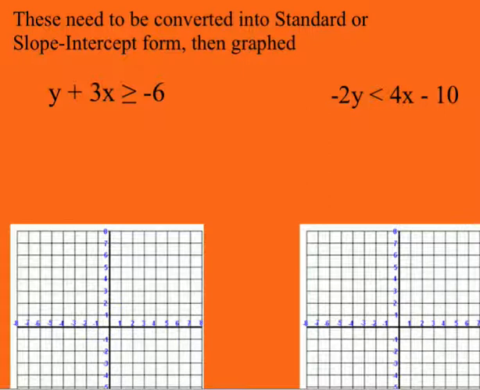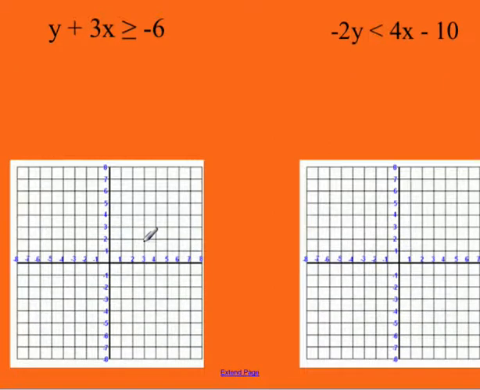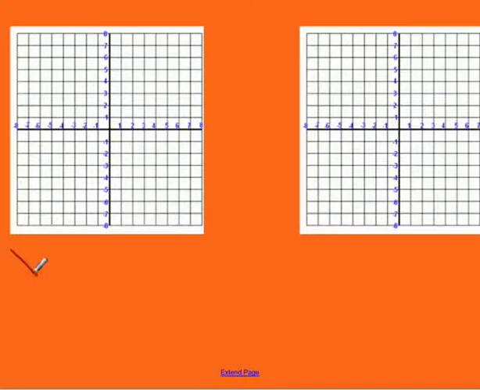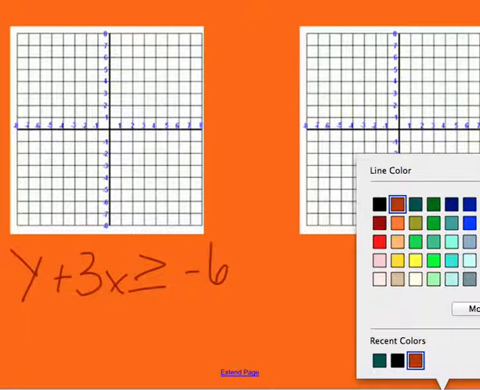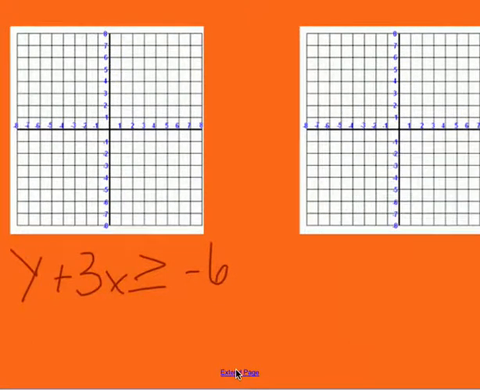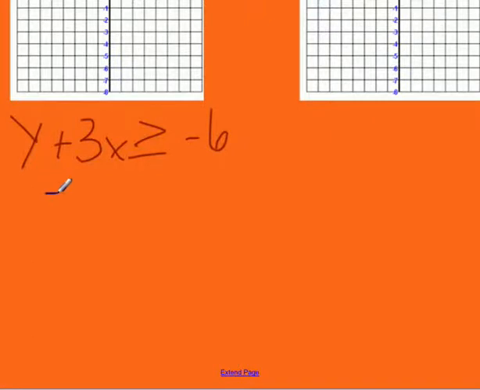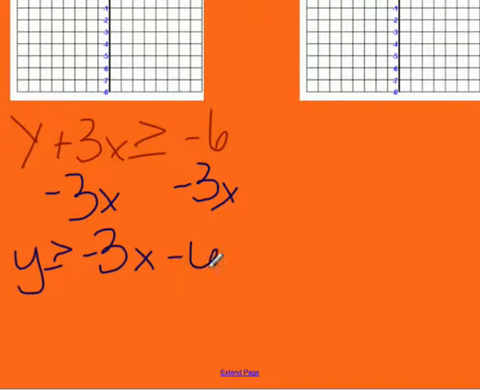All right, let's take a look at these ones. So again, we need to convert them into slope-intercept form. So let's go ahead and do that with this one here. Okay, so we have y plus 3x is greater than or equal to negative 6. So now we want to go ahead and solve that for y. So we're plussing 3x, which means we need to subtract 3x in order to solve for y. So now I have y is greater than or equal to negative 3x minus 6.